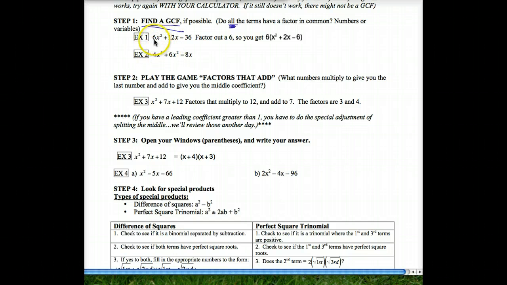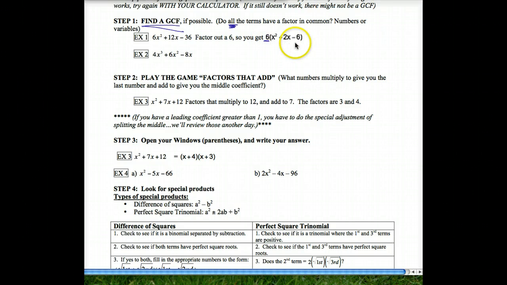So if I look at example 1 and I look at all three terms, I always look at the variables first and then the numbers. This one has x², this one has x, so these two have an x in common, but the third one doesn't have an x. So the GCF is definitely not including a variable. But if I look at the numbers, all three of these are divisible by 6. So we factor out a 6. Whatever they are all divisible by is what goes out in front. So the 6 goes here.